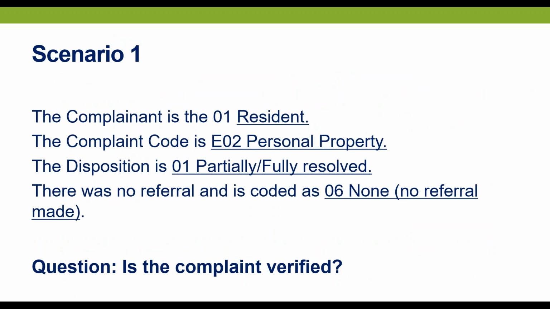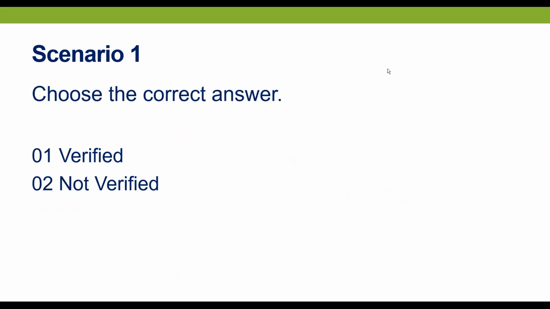So for this scenario, the complainant is the resident. The complaint code is E02 for personal property. The disposition is 01, partially or fully resolved. And there is no referral agency because you didn't refer it out. So that would be coded as 06, none, or no referral made. So our poll question to you is: is the complaint verified?